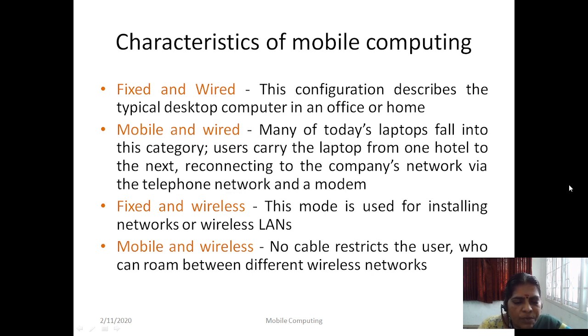The devices that are connected wirelessly can roam anywhere and still have connectivity. We can share information from one device to another. So these are the characteristics of mobile computing. Based on connectivity, we have these four types.